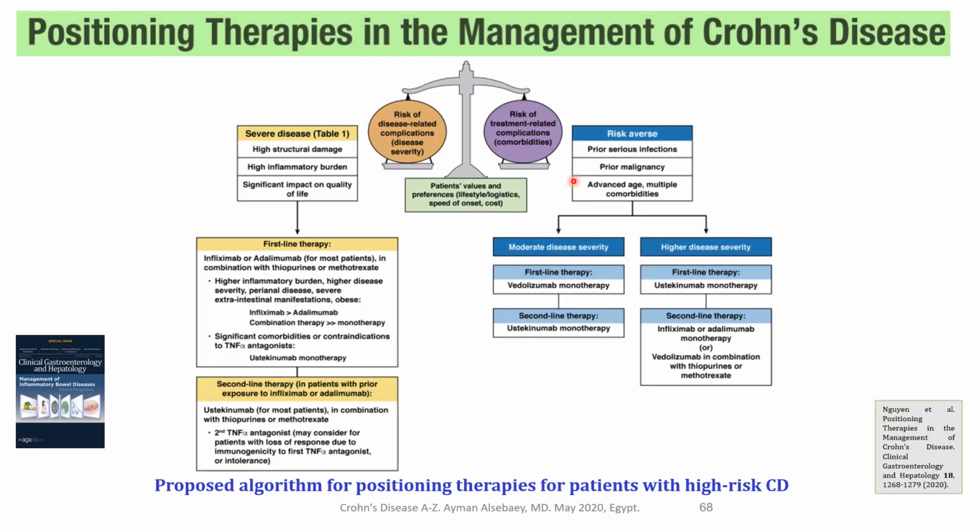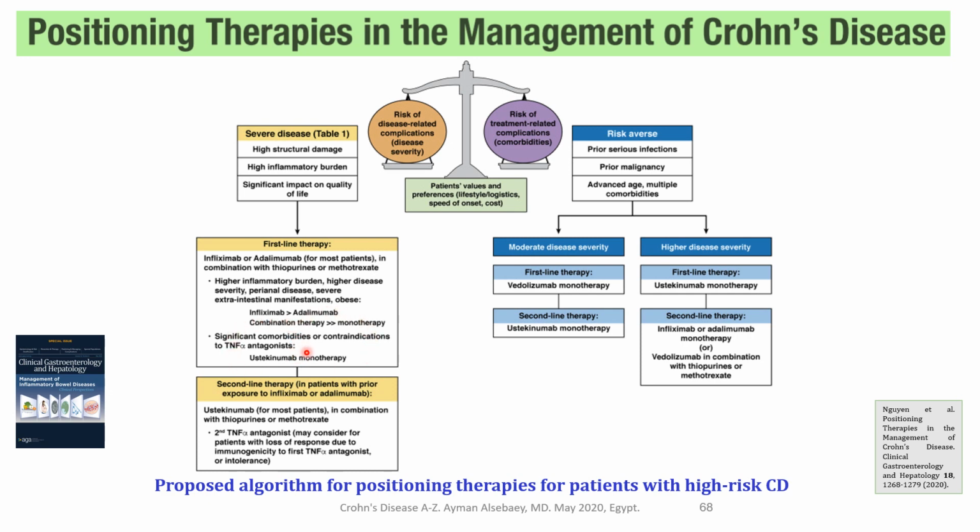Also, this is a nice algorithm from the positioning therapy in the management of Crohn's disease, published in Clinical Gastroenterology. The same. We should assess the degree of the disease, mild to moderate, by scores. Then you have to clarify the stratification system. Is it high risk or low risk? If it is high risk from the start, I will use biological therapy, infliximab or adalimumab, with or without corticosteroid, and of course with thiopurines, as most guidelines recommend. Infliximab is better than adalimumab, and combination therapy with azathioprine is better than monotherapy.